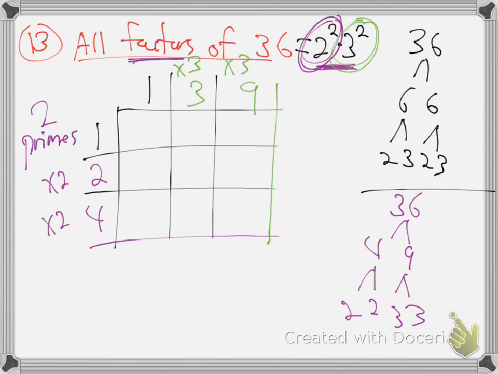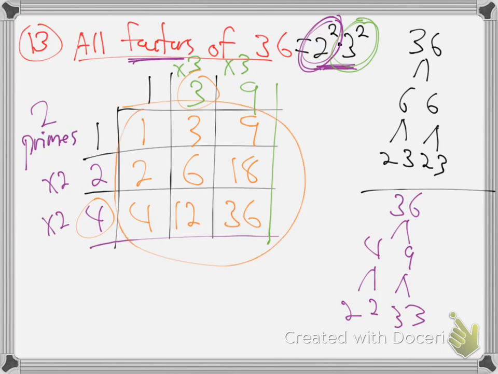So that means 1 times 1, 1 times 3, 1 times 9. 2 times 1, 2 times 3, 2 times 9. See what I'm doing there? And then 4 times 1, 4 times 3, 4 times 9. These are all the numbers that can divide into 36.